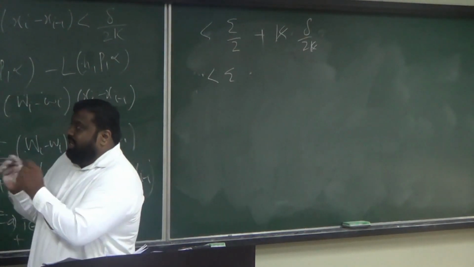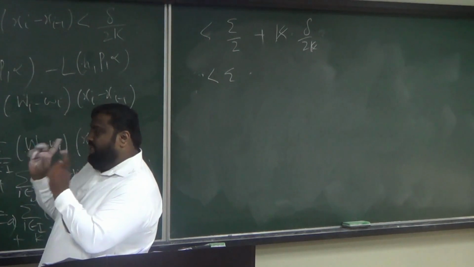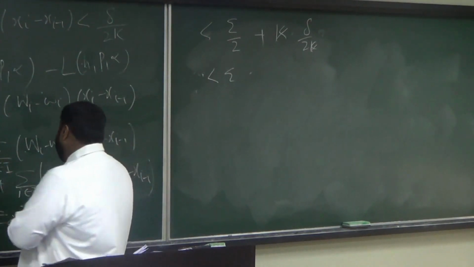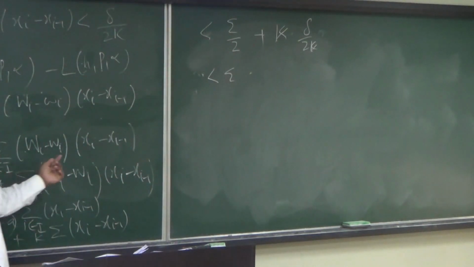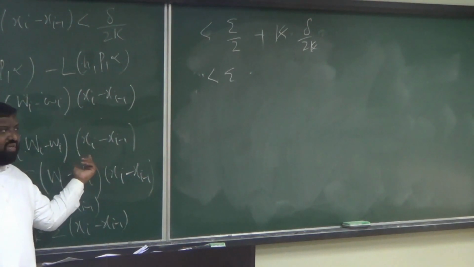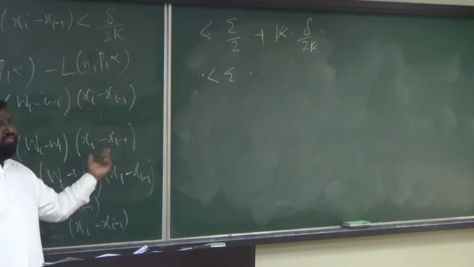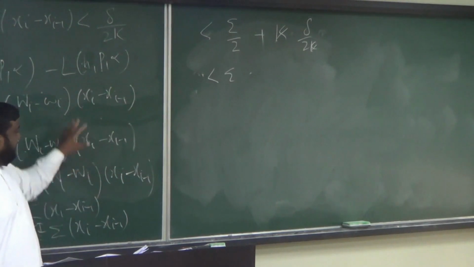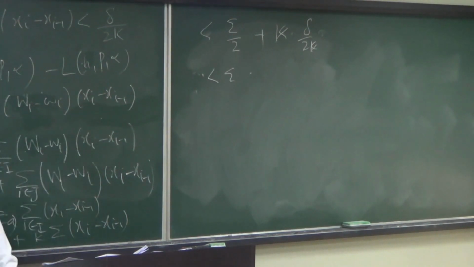As I said, one thing I should explicitly mention is that here I have written x_i and x_{i-1}, but you can replace them with alpha of x_i and alpha of x_{i-1}, and then everything is going to be the same.